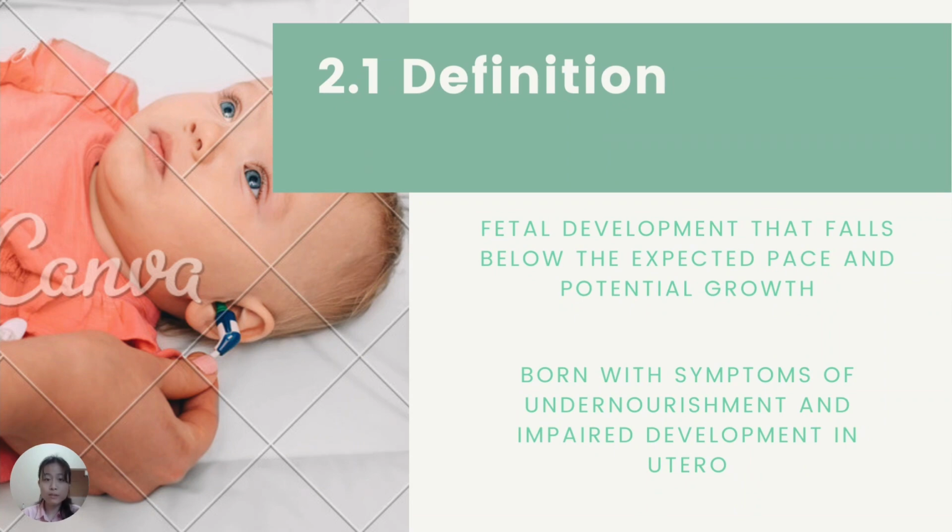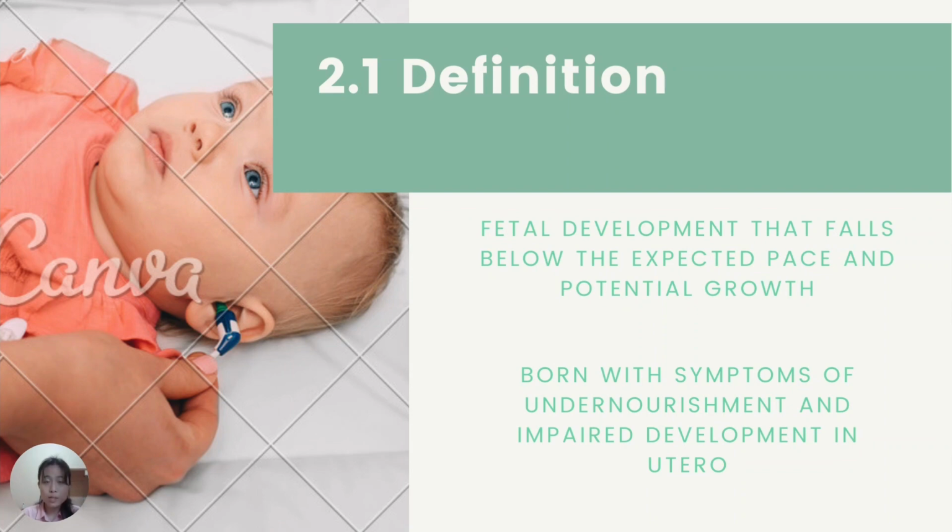I'm going to explain the definition of intrauterine growth restriction, or IUGR. IUGR is described as fetal development that falls below the expected pace and potential growth for a particular newborn, depending on the fetus's race and gender. Although there is a distinction, the terms small for gestational age or SGA and IUGR have been utilized synonymously in scholarly works.